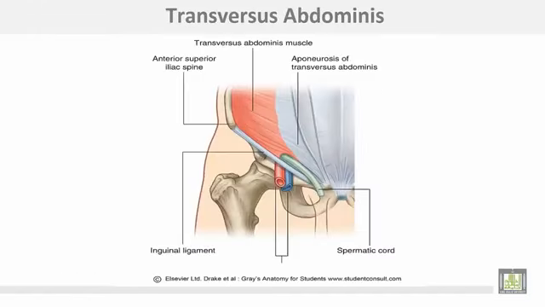This figure shows the transversus abdominis muscle, which ends medially by aponeurosis, and its lower fibers, with the fibers of the internal oblique, share in the formation of the conjoint tendon.